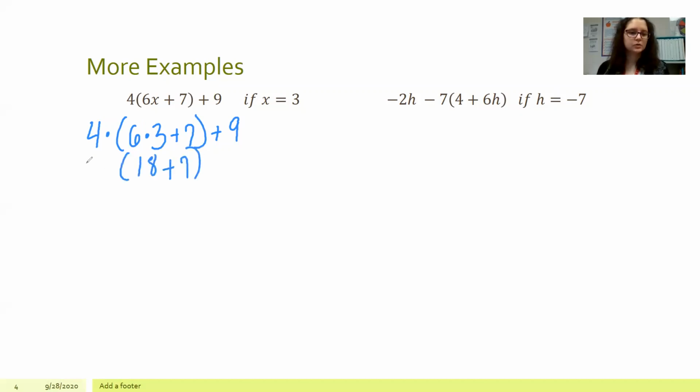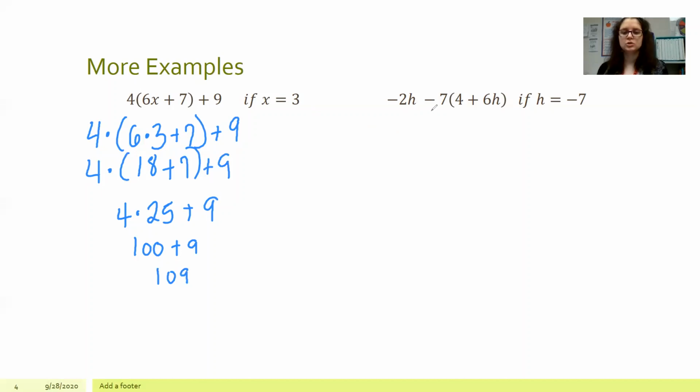I'm going to bring down the rest of my work so I can keep track of the order. I'm still solving parentheses, so 18 plus 7 is 25, times 4, plus 9. Multiplication again before addition, so 4 times 25 is 100, plus 9. 100 plus 9 is 109. Let's look at our next example.